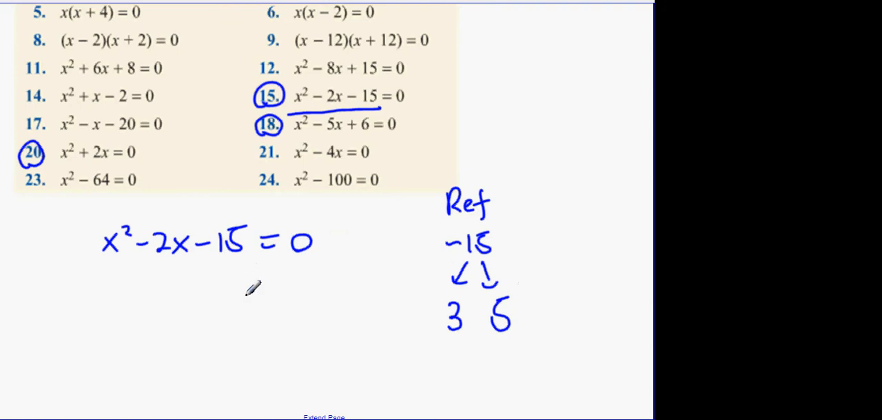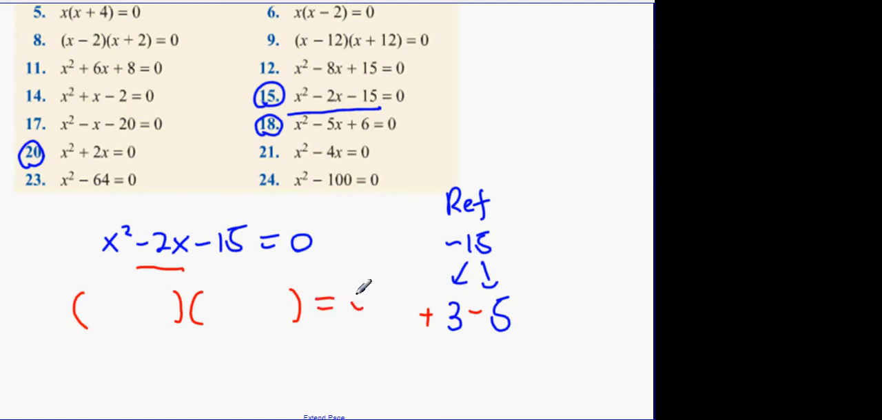Now, which one should be positive and which one should be negative? Should it be minus 3? Now, minus 3 plus 5 gives you plus 2. You want a minus 2. So plus 3, minus 5. So that's your first thing, okay? Now, does plus 3 multiplied by minus 5 give you minus 15? Yes, it does. You can check that out if you want. Just count up in minus 5s: minus 5, minus 10, minus 15.